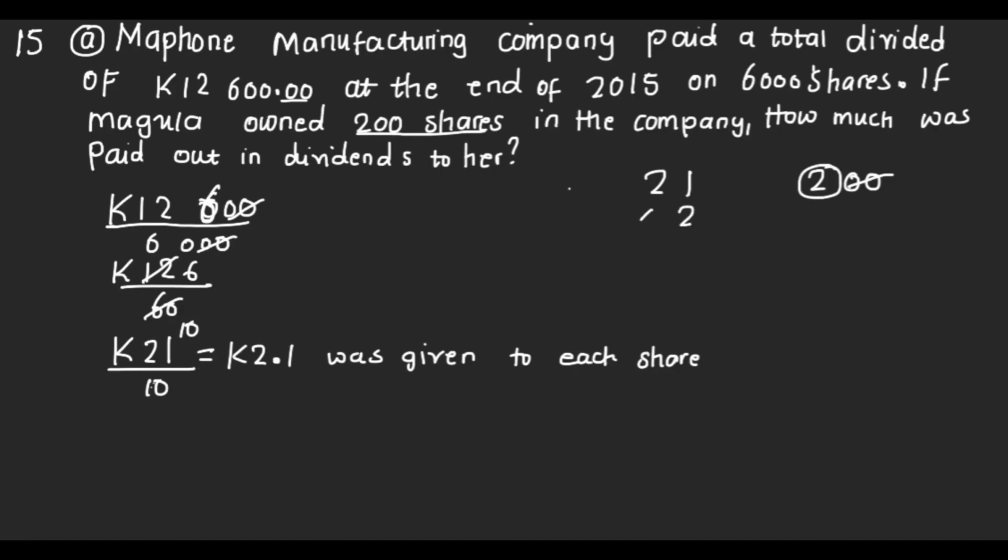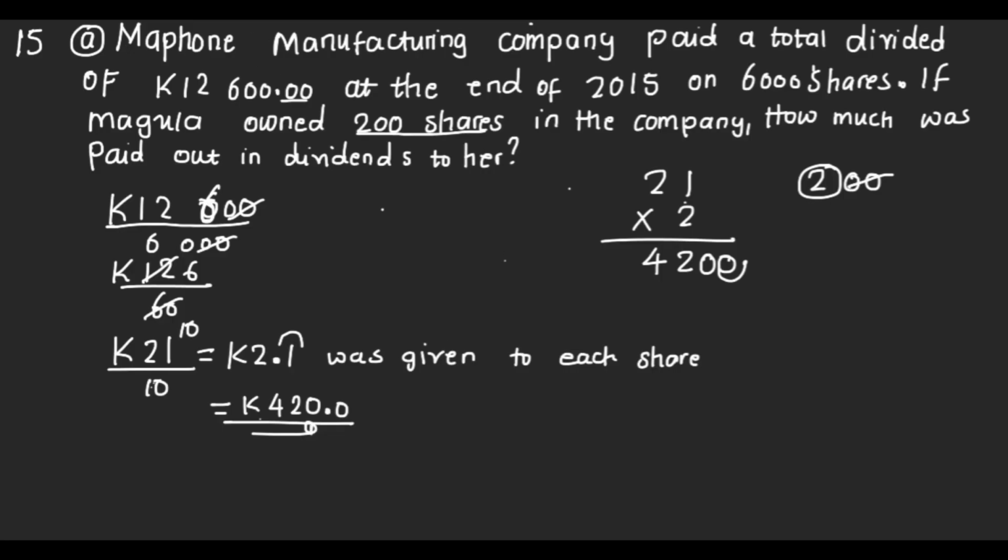Whenever you are multiplying a number with zeros, ignore the zeros, just get the number. So 2 times 1 is 2, 2 times 2 is 4. Then we add the two zeros that we ignored, so it's 0, 0. Then we go back to the decimal places. We only have one decimal place, so the decimal moves 1. So the amount Magula got was 420.00, just 420.